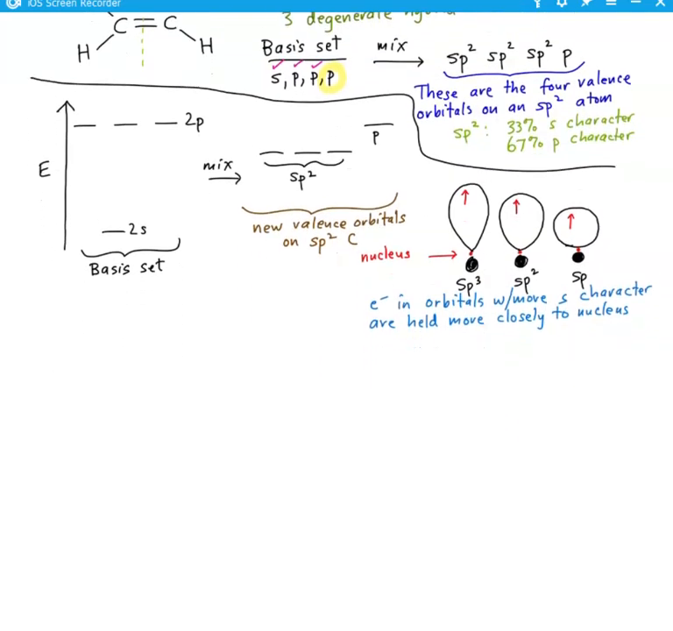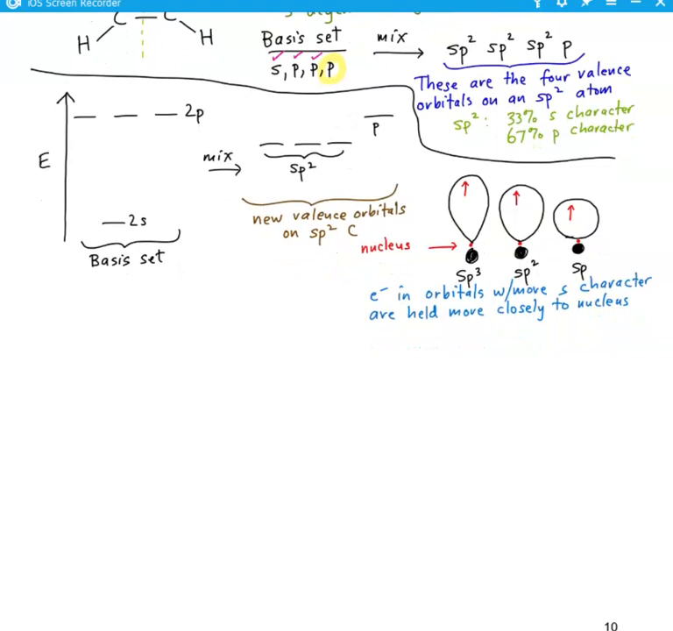Okay, now let's draw pictures of the bonding in ethylene according to valence bond theory. So let's draw a couple of carbon atoms. Now remember, what we decided for one carbon atom is going to be the same for the other carbon atom because of the symmetry inherent in the molecule. So each of these carbon atoms has 3 sp2 orbitals.